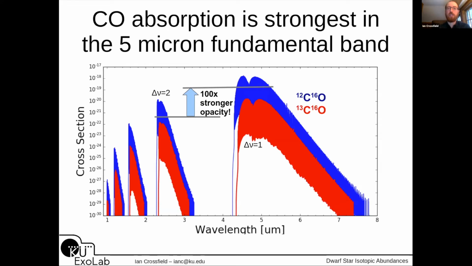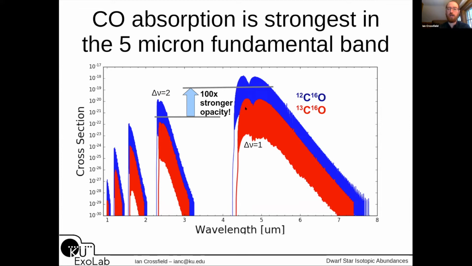So we did this using carbon monoxide. As many of you know, this is a very favorite molecule for infrared absorbers. The strongest fundamental rovibrational band is out here at 4.5, 5 microns or so. And the opacity here is about 100 times stronger for a given isotopologue than it is in the K band, where some near infrared observers are maybe more familiar with CO absorption.